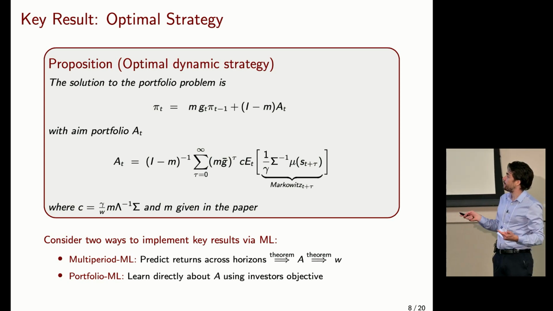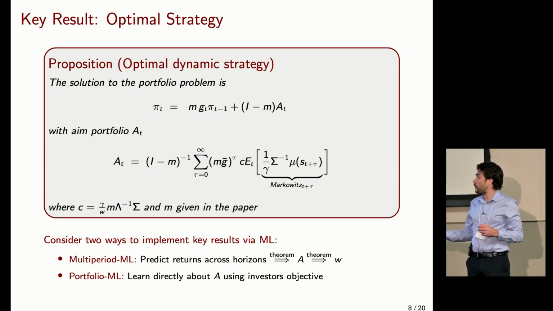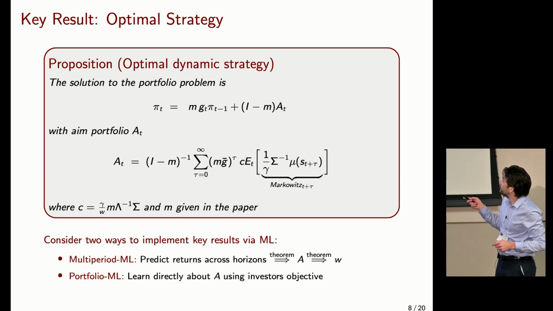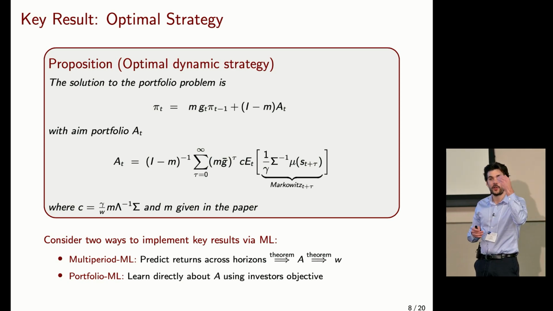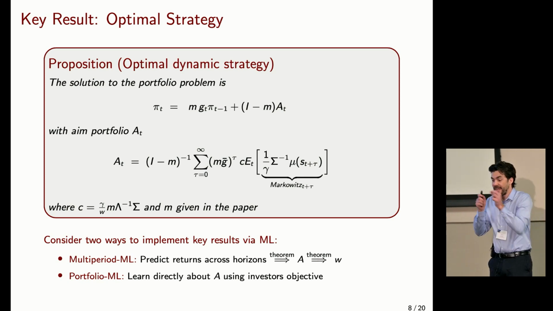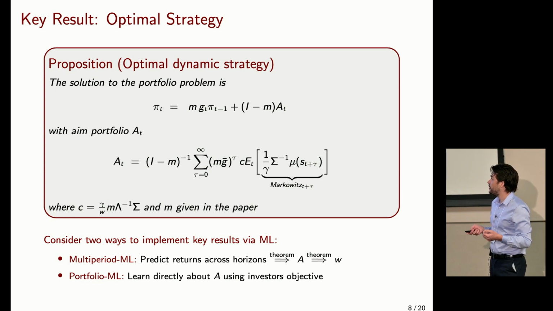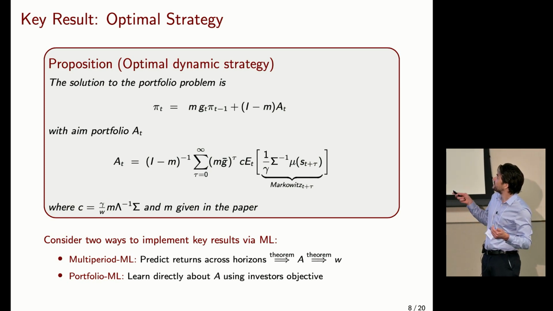Now the second way that we use this key result is what we call portfolio ML. And here we're using the fact that if you iterate this backwards in time, you see that the current optimal portfolio today is just a discounted version of all past aim portfolios. So therefore, we can replace the current portfolio with the weighted average of past aim portfolios in the investor's objective, and then we can use this investor objective as the loss function in our machine learning model. So this portfolio ML learns directly about the optimal weights of this aim portfolio without using the results in this second line.